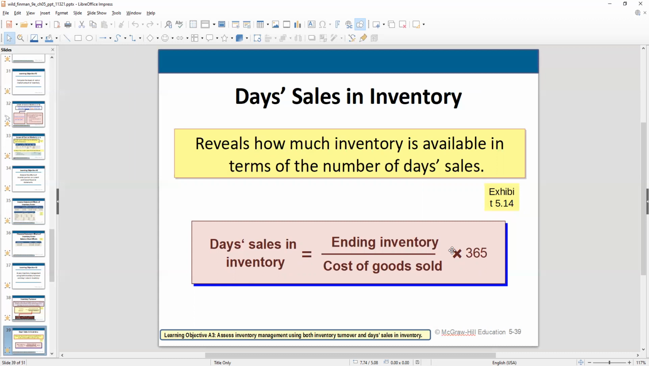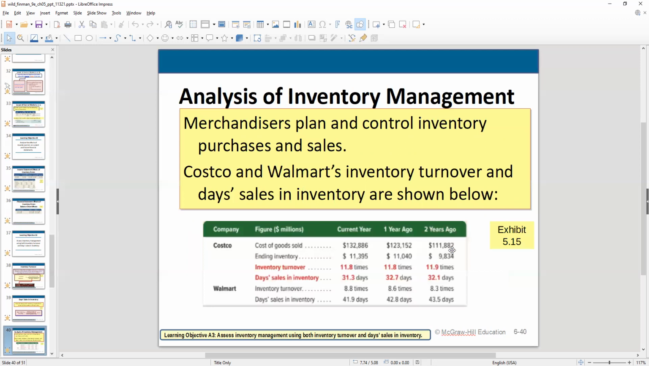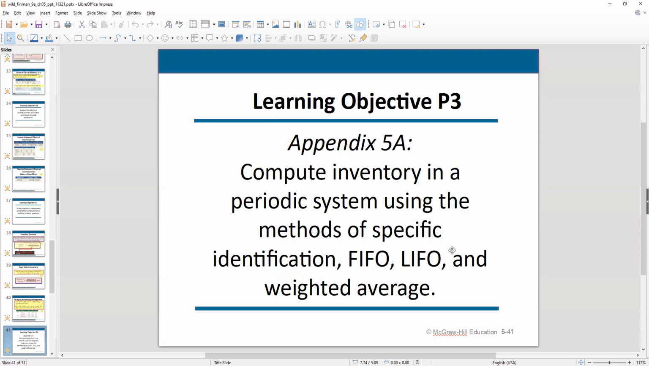And by the way, the average amount of day sales in inventory for a supermarket, believe it or not, is 3 days. How about that? You wouldn't notice it to see all those shelves full in some of these grocery stores. And the shipping crisis that we are going through is really showing it because of all the bare shelves. This is something to look at, 5.15, if you're having trouble understanding the analysis part of this. You have a difference here between Costco and Walmart. And that's the end of the chapter.